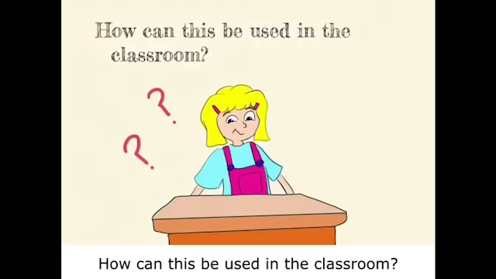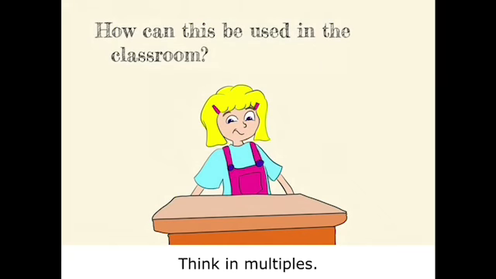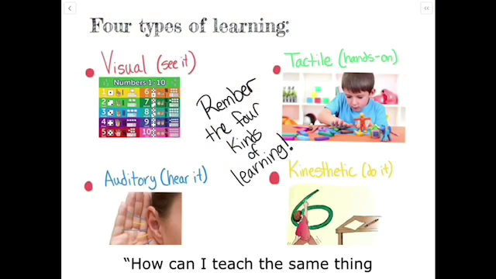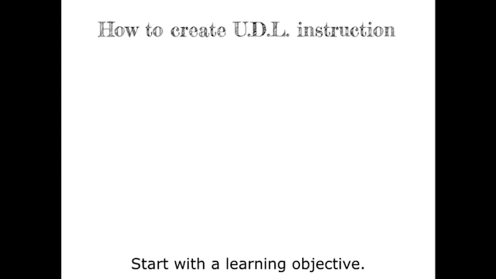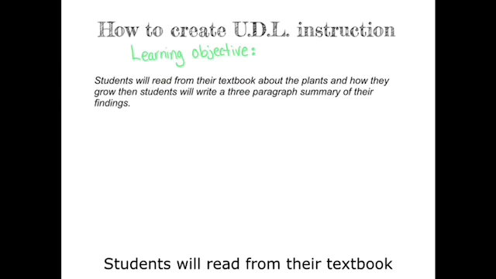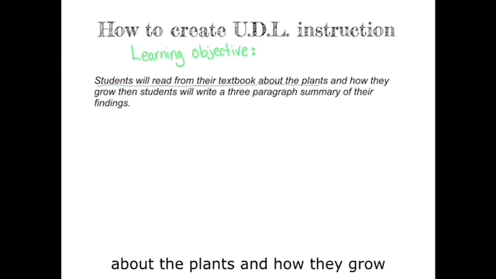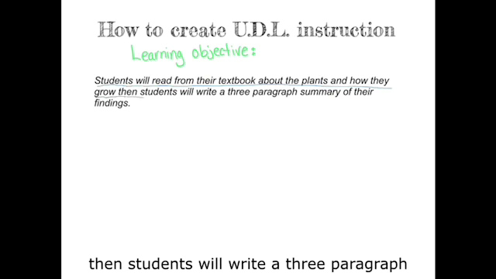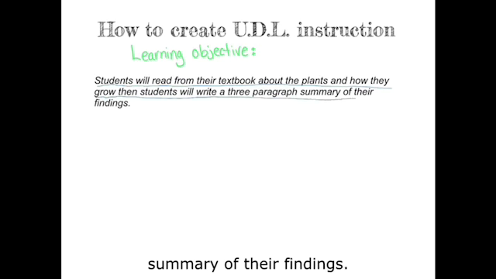How can this be used in the classroom? Think in multiples. How can I teach the same thing in multiple ways? Start with a learning objective. Students will read from their textbook about the plants and how they grow. Then students will write a 3-paragraph summary of their findings.